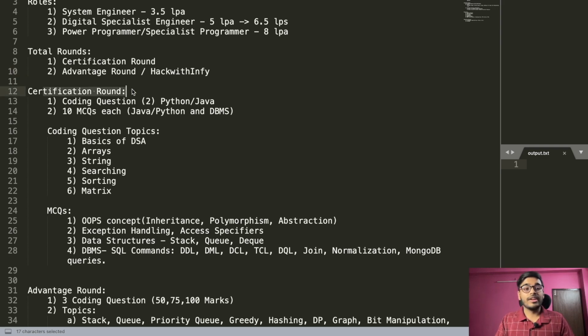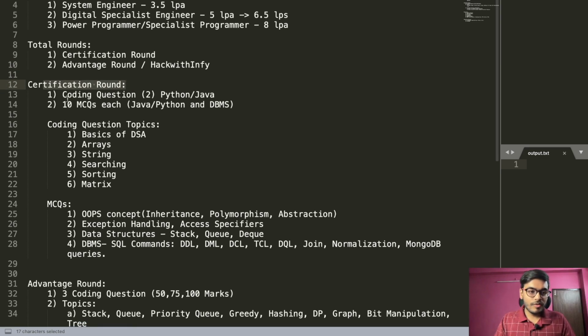So let's first discuss the certification round. In the certification round you will have 2 coding questions, and 10 MCQs for the coding language part and 10 for DBMS. We have only 2 options, Java or Python, which you chose while registering, right? You can solve these 2 questions with that programming language only. The 10 MCQs will be related to Java if you chose Java, or Python if you chose Python, and the remaining 10 MCQs will be related to DBMS.